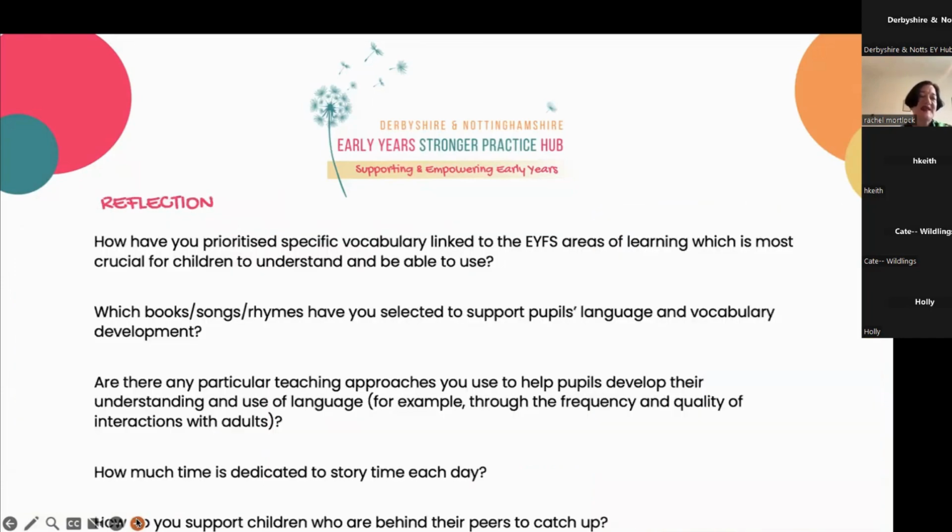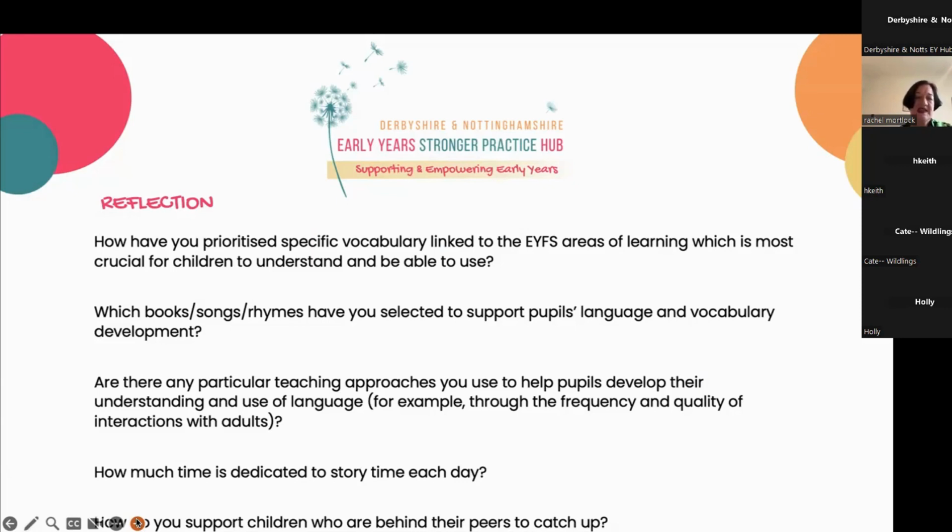And I think the final bit is to think about in terms of reflection. So thinking about how do you prioritize the specific vocabulary that's most crucial for the children to understand and to be able to use and to remember. And how do you make sure that children remember that vocabulary over time? Have you thought about the books, rhymes and songs that you specifically want to use in your setting to support pupils' language and vocabulary development?